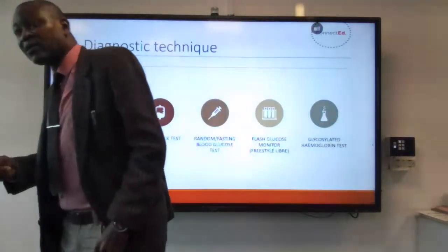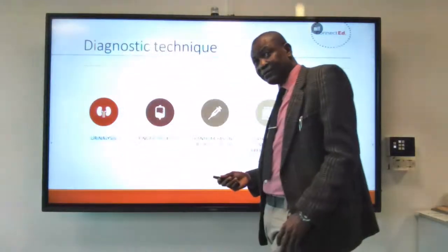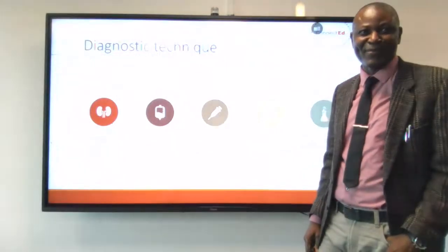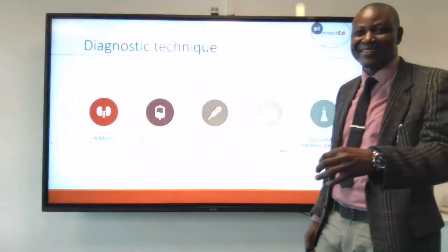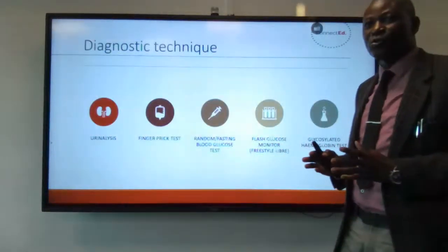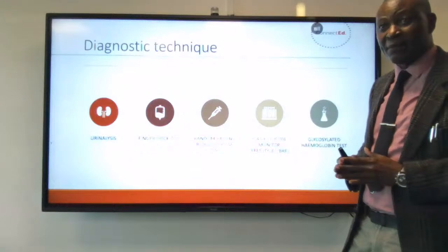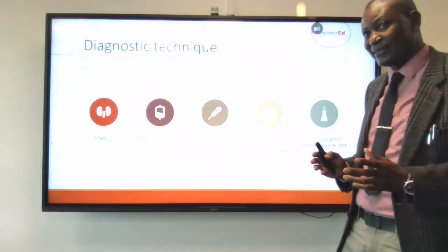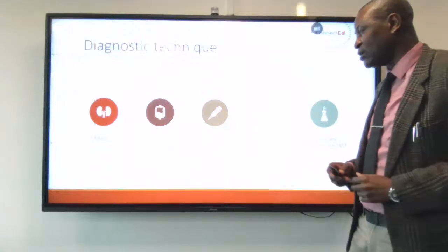The common diagnostic techniques that we use are urinalysis, which I know some of us are quite familiar with. You put the dipstick in the urine and it turns blue. Yeah, then you correlate it with that bottle. That is not often used anymore, but again, it can pick up diabetes. If the blood glucose level is very high, it's going to detect it. And so it has a value.